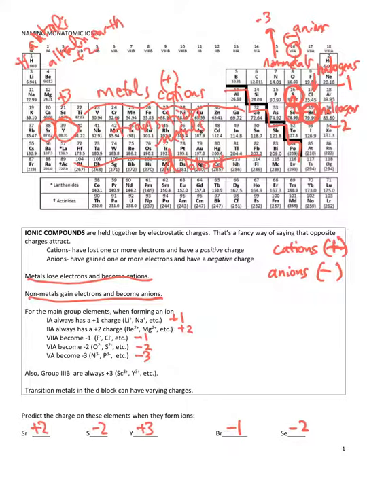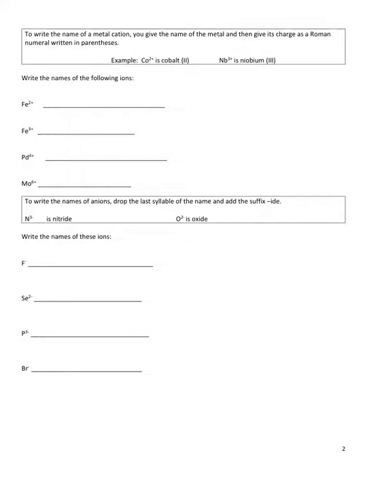Why they get these particular charges is beyond the scope of this particular lecture at the moment, but it does have to do with electronic configurations and trying to get to a noble gas configuration. Those transition metals, those elements in the D block, they can get varying charges. We need a way of telling what that charge is. We'll use something that's known as the Stock nomenclature system. Nomenclature is just a big fancy word that means rules for naming.